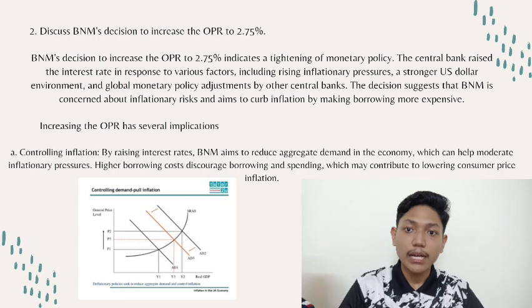Increasing the OPR has several implications. First one, controlling inflation. By raising interest rates, BNM aims to reduce aggregate demand in the economy, which can help moderate inflationary pressure. Higher borrowing costs discourage borrowing and spending, which may contribute to lowering consumer price inflation.